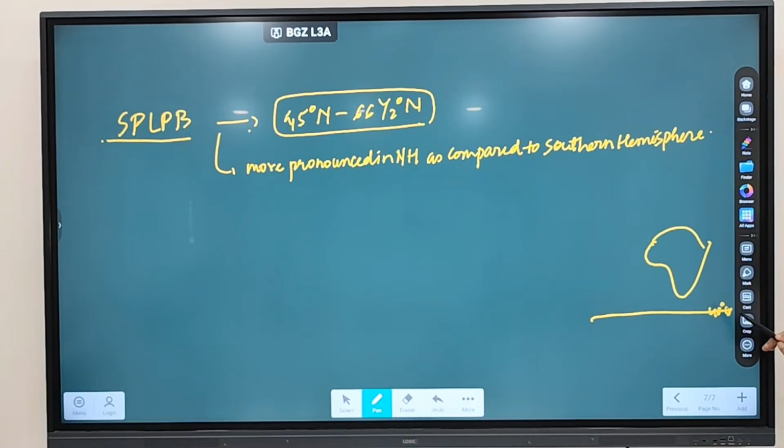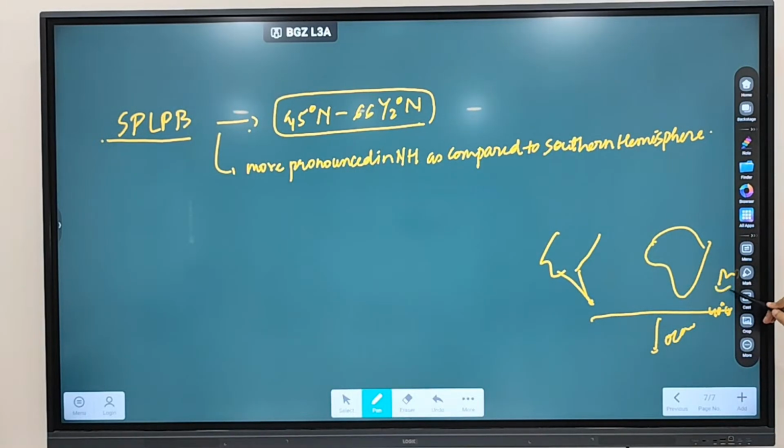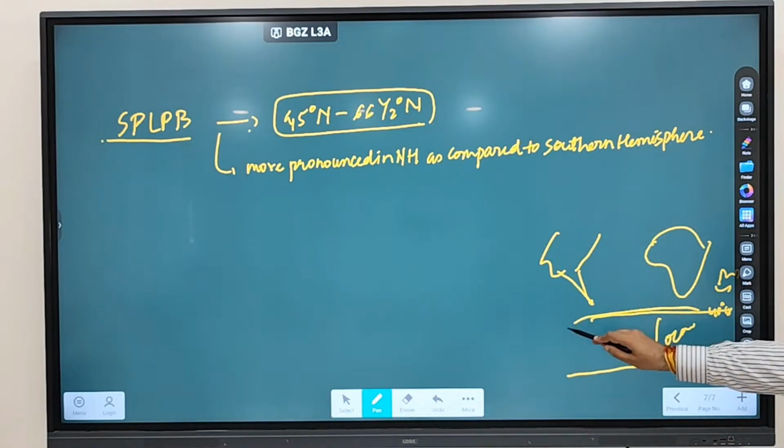in the southern hemisphere, what is there? Oceans are only there. No land mass is there. Clear? Only oceans are there. You will find this is how South America is there, this is how Australia is there. Beyond this, what is happening? No land mass is there. Only oceans are there over here.